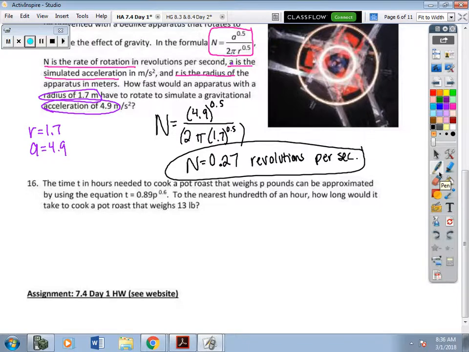Last one says the time t in hours needed to cook a pot roast that weighs p pounds can be approximated using this equation. So these aren't really hard word problems because they give you the equation. You don't have to come up with it. You just have to make sure you plug in the number in the right spot. To the nearest hundredth of an hour, how long would it take to cook a pot roast that weighs 13 pounds? So 13 pounds is p.